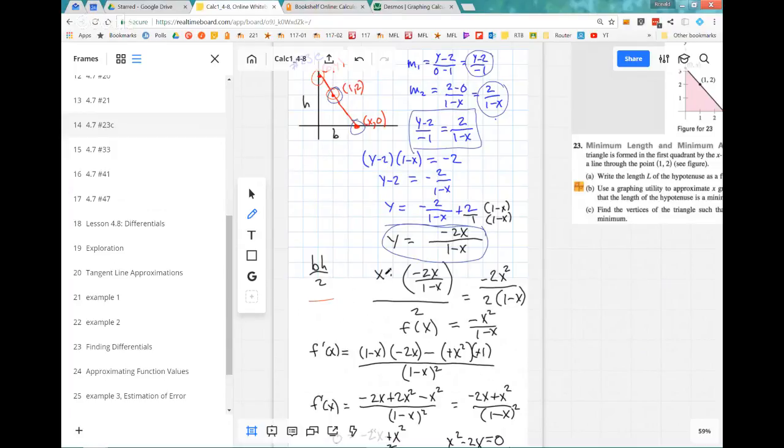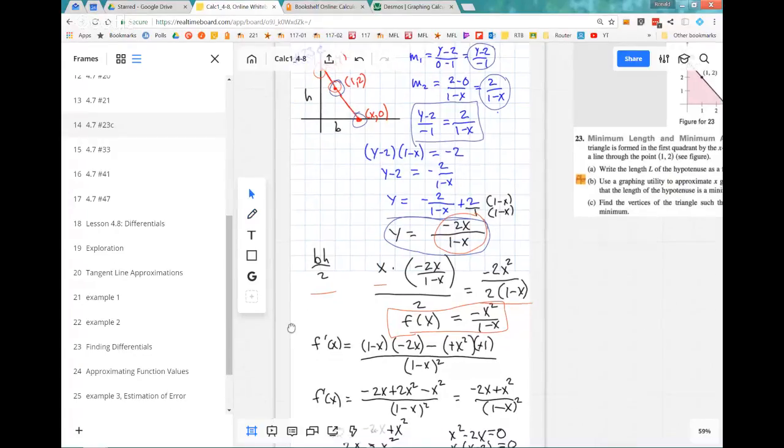So what's my base? x. What's my height? Well, I just figured it out. It's y, this expression right here: negative 2x over 1 minus x. Base times height divided by 2. Then just getting that together, it looks like this. And of course, I can cancel the 2's. So here is my function for the area of that. It all came from the area formula.